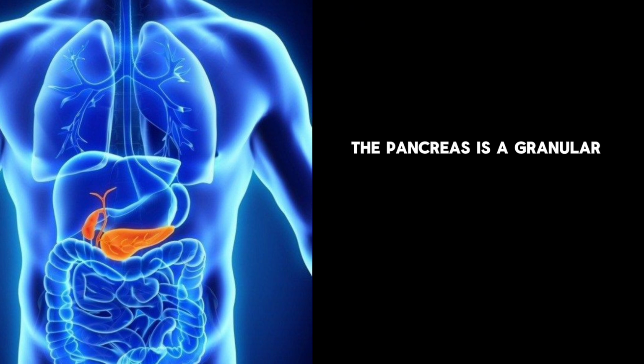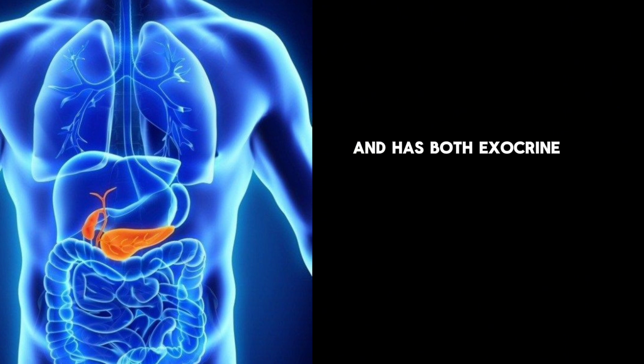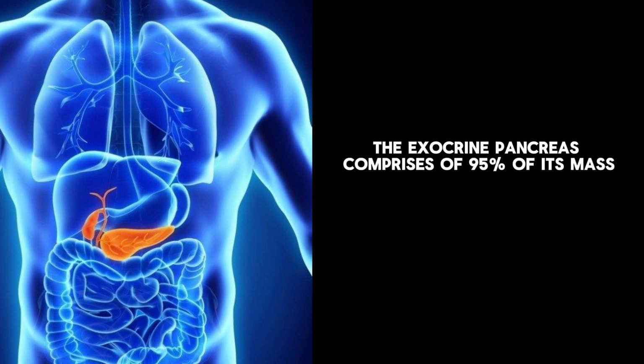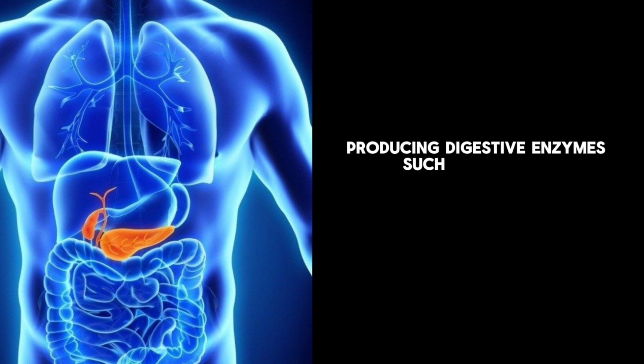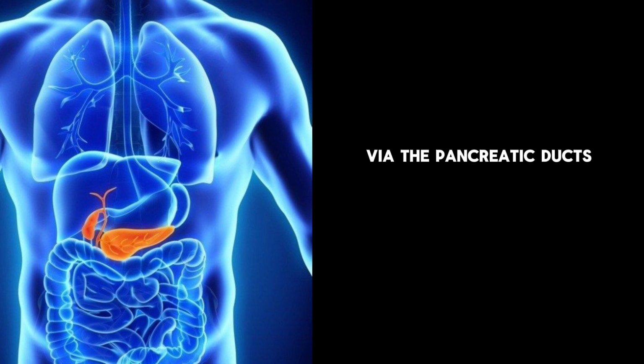The pancreas is a glandular organ located in the retroperitoneal space of the abdomen behind the stomach. It measures approximately 6 to 10 inches in length and has both exocrine and endocrine functions. The exocrine pancreas comprises 95% of its mass, producing digestive enzymes such as amylase, lipase, and proteases, which are secreted in the duodenum via the pancreatic ducts to aid in the digestion of carbohydrates, fats, and protein.